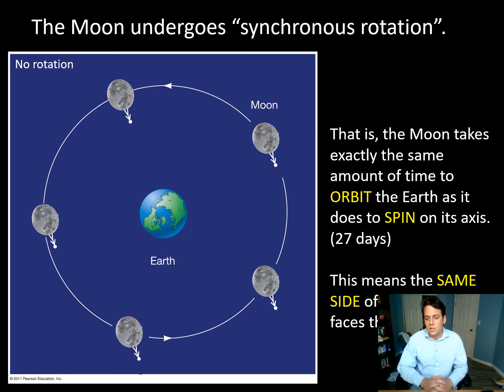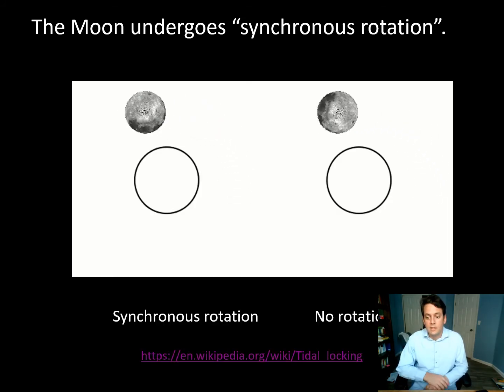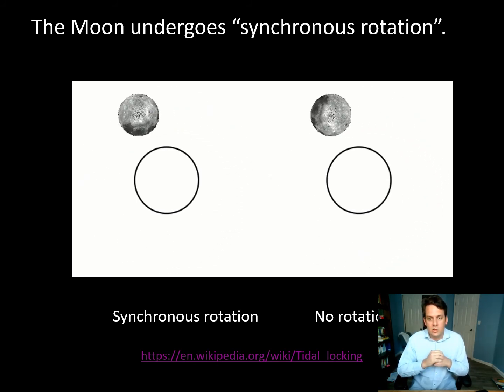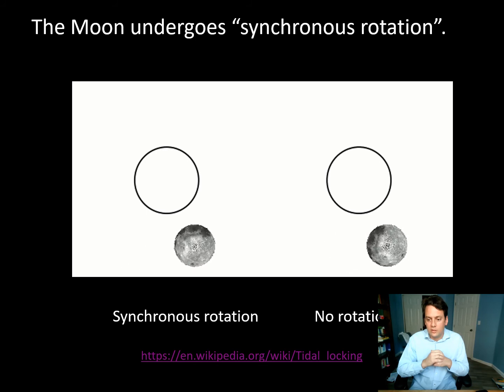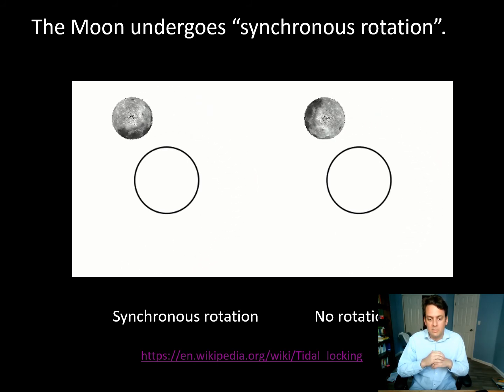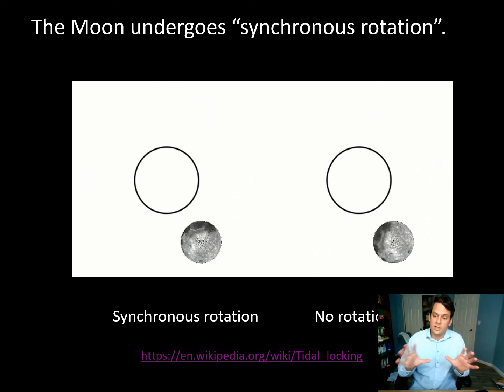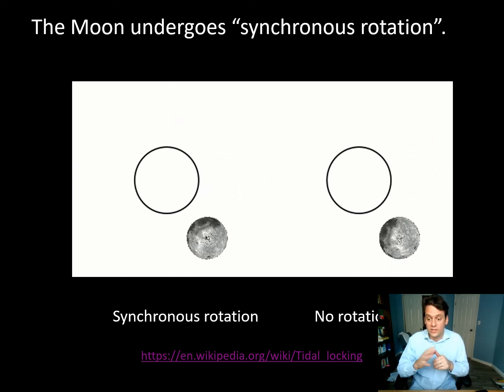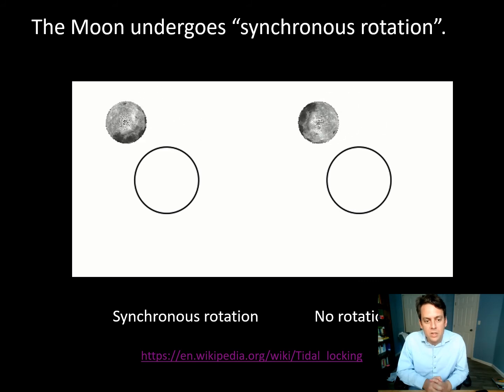What the moon actually does is undergo synchronous rotation, which, again, just means that it orbits at exactly the same rate as it turns on its axis. And to drive home the point about synchronous rotation, here's a nice GIF taken from the Wikipedia article on tidal locking, to which I certainly recommend you go, if you have trouble sleeping or you're just interested in learning more about this.